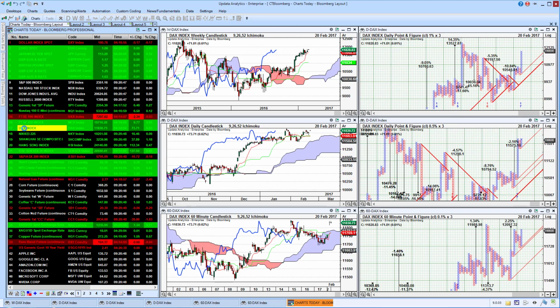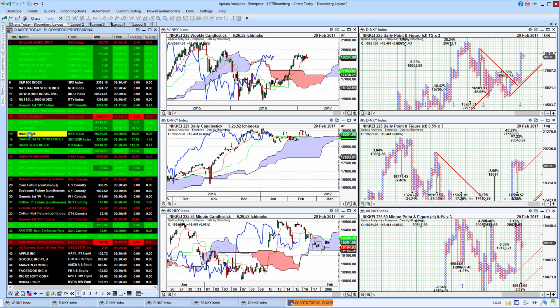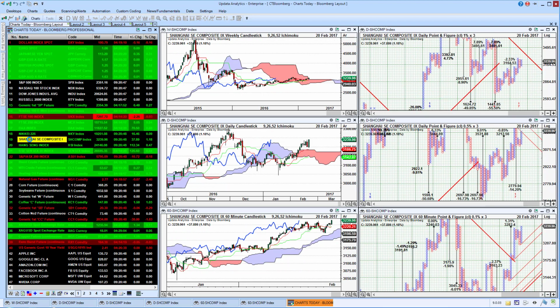DAX is bullish above all three time frames, and has opened higher again this morning, so that's looking good. The Nikkei barely changed overnight, but still bullish above the cloud on all three time frames. Shanghai was up over 1%.